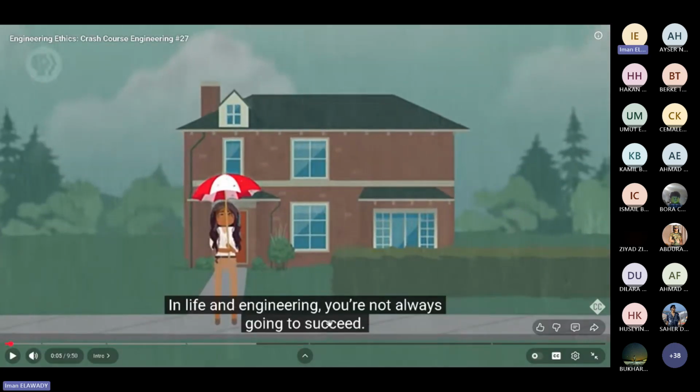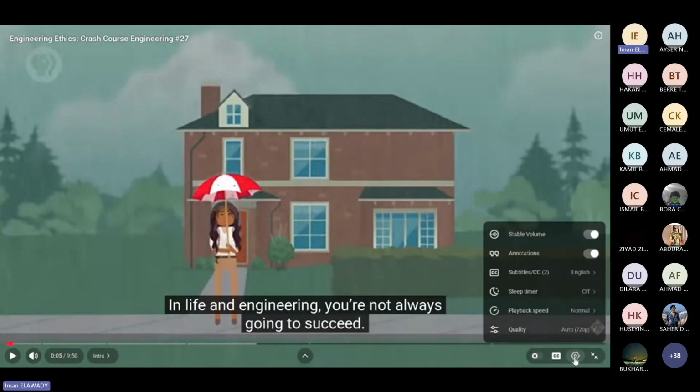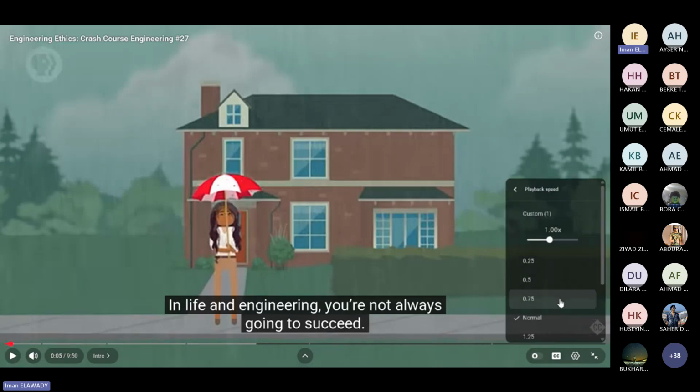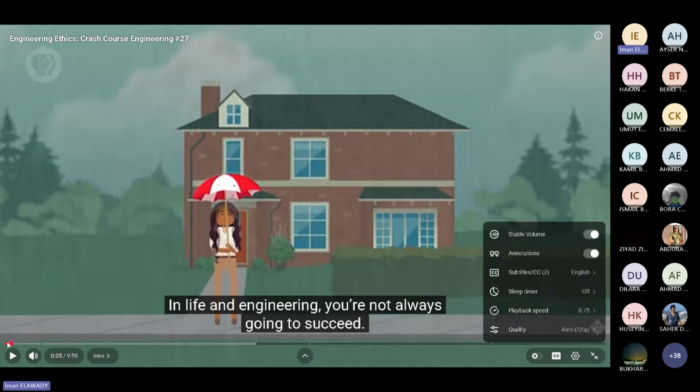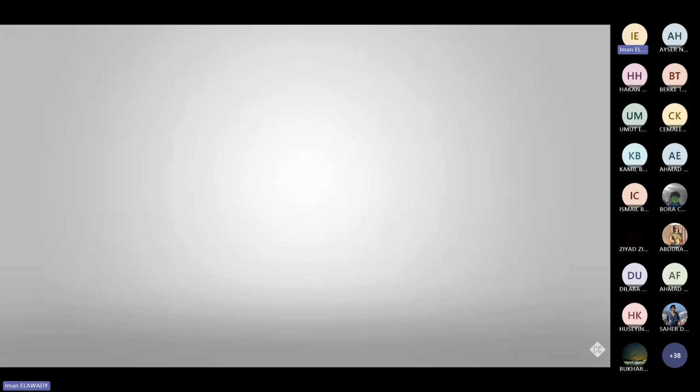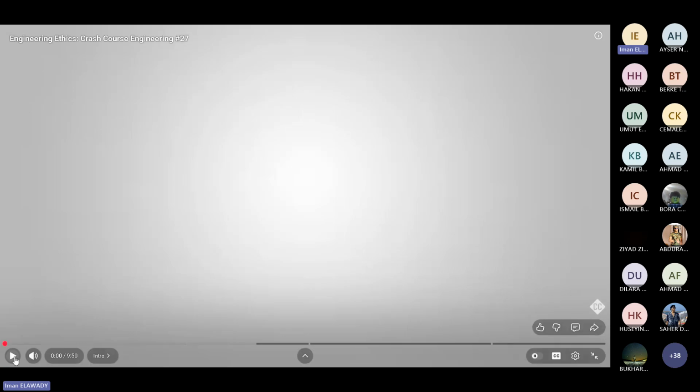You can also use the subtitles here. I can make them in Turkish too, but it is good for you to watch and read at the same time. It's going to be easy for you. If she is speaking too quickly, I can reduce the speed. Please take notes, because after that we will try to identify what ethics is.